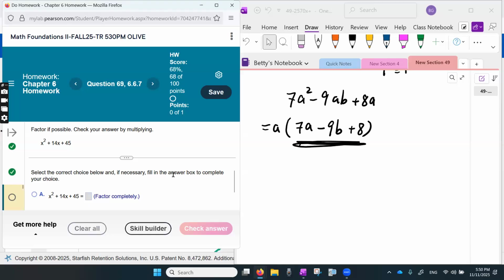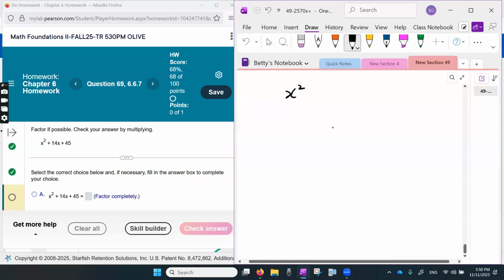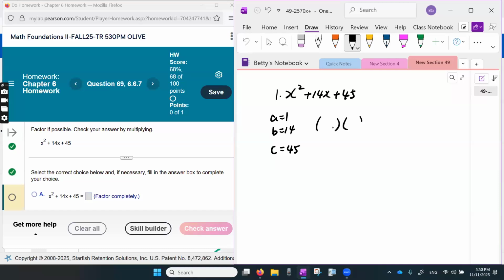Next, and this one, 45 is not a perfect square, so it's a regular trinomial. Let's see if we can factor it. x squared plus 14x plus 45. A is 1, B is 14, C is 45. Shortcut method requires us to find the two integers that multiply to 45 and add up to 14. They should be both positive. Let's see which two numbers. We can go through those possibilities, right?